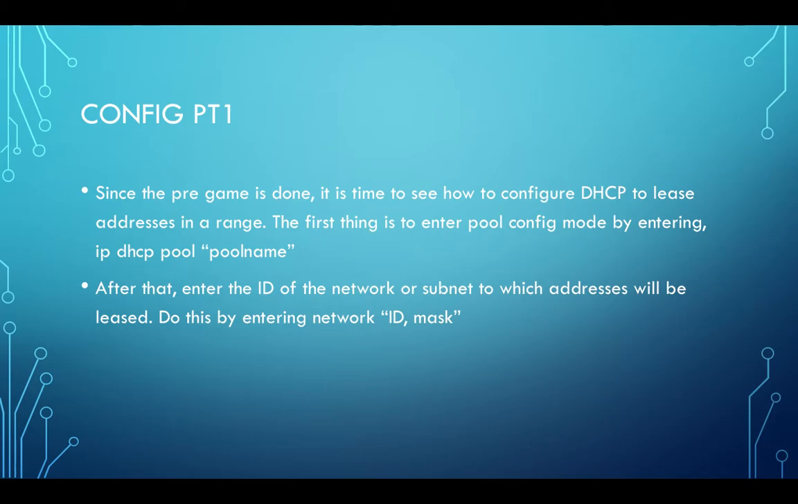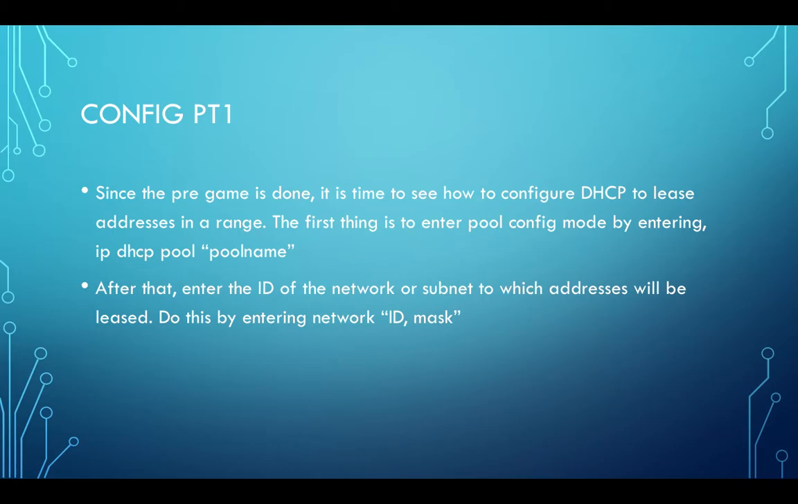Now, let's get to the configuration of the pool. This is considered the main part of the DHCP protocol. Since the pregame is done, now let's talk about how to do it. There are 6 main steps. First thing is to actually get into the configuration mode. So you have to go into global configuration mode, conf t, and then enter the pool configuration mode by typing in ip dhcp pool and then the name of your pool.